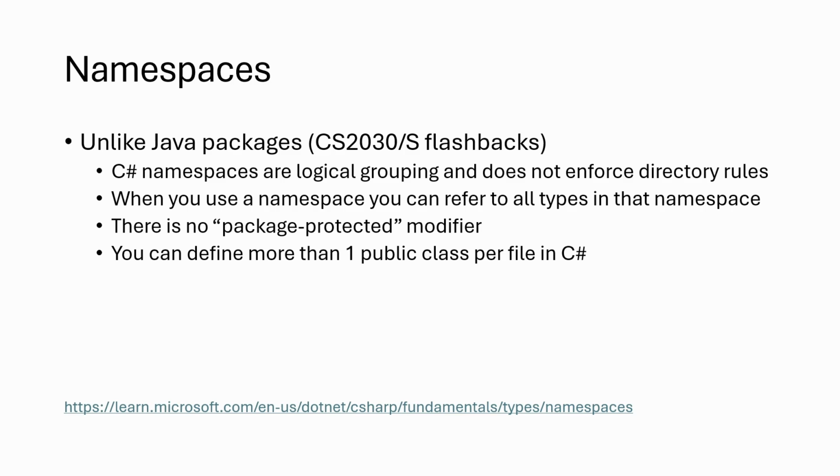Unlike Java packages though, so if you have taken CS2030 or CS2030S, or if you're taking it right now, you should know what Java packages are. Unlike Java packages, C# namespaces are actually just a logical grouping, and they do not enforce any kind of directory structure. When you use Java packages, you probably need to create folders that resemble the same hierarchy as the package. For example, if you create a CS2030S package, then it must be in the CS2030S folder under your main Java directory. But C# doesn't enforce this.